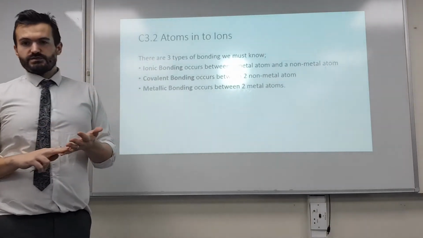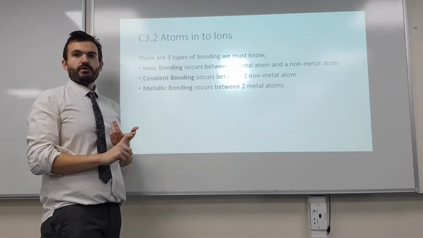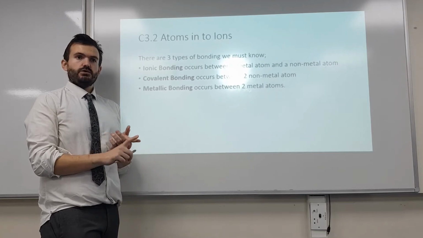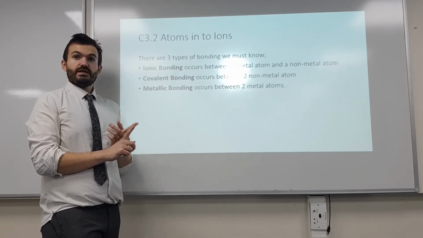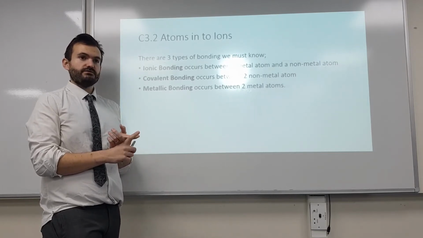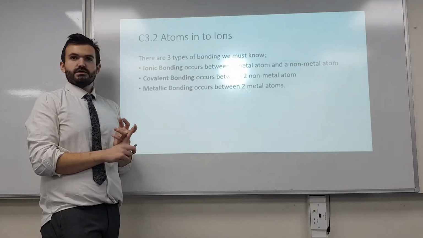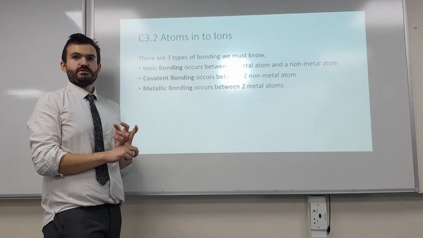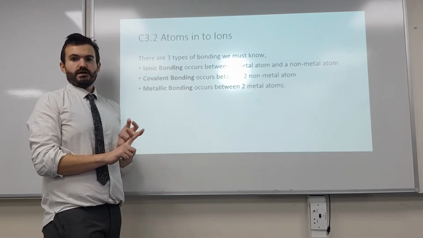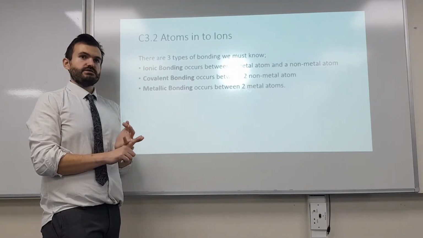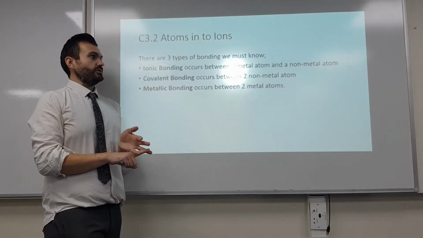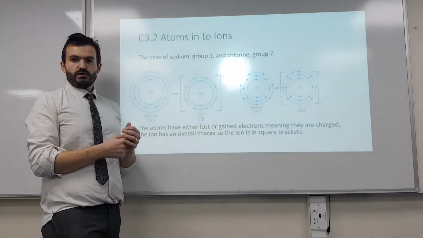So we've got three different types of bonding that we need to know. We've got ionic bonding, which occurs between a metal and a non-metal. Your non-metal will be a negative ion, your metal will be a positive ion. We have covalent bonding, which is a shared pair of electrons between non-metals. And we have metallic bonding, which is between metal atoms. So initially we're going to look at ionic bonding.